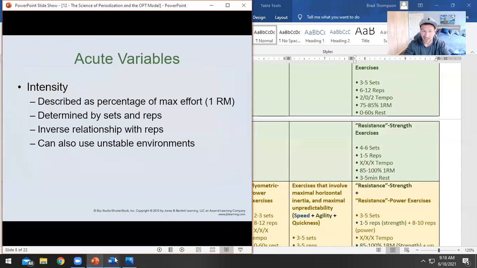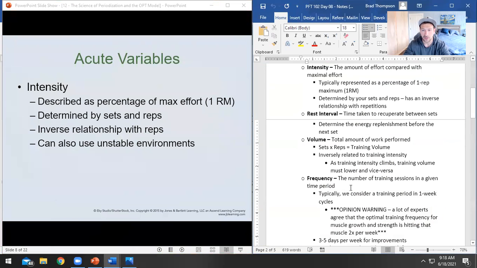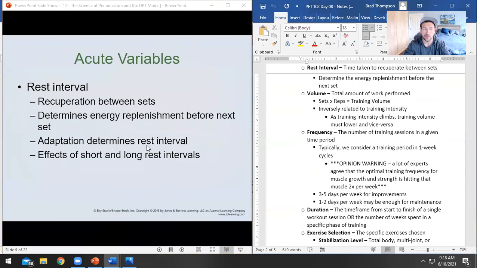So that's intensity. It's the level of demand compared with your maximal effort. Then we've got rest interval. As intensity climbs, rest also needs to climb. So this actually has a sort of linear relationship, instead of an inverse one. And this is the time taken to recuperate between sets.